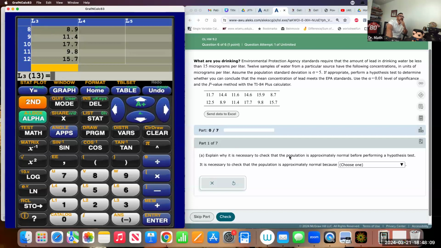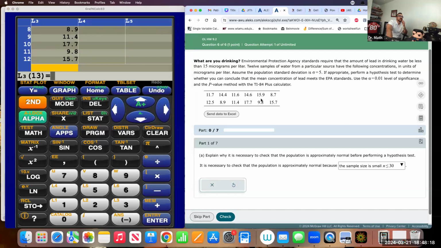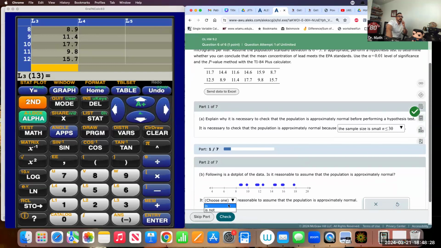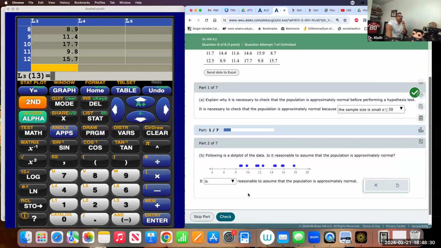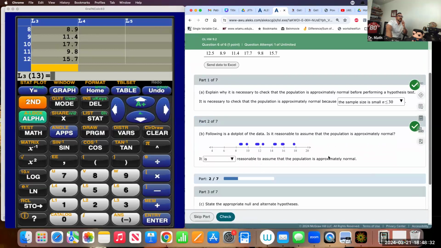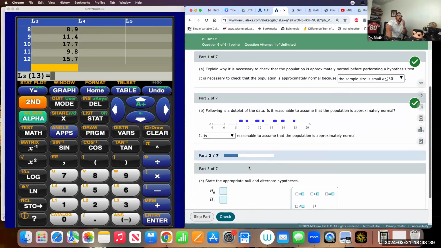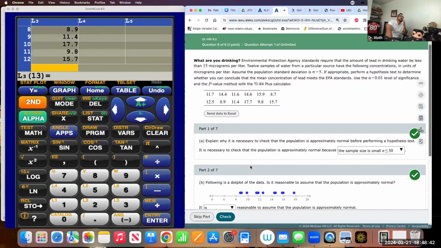All right, explain why it's necessary to check that the population is approximately normal. It's necessary because our sample size is too small. I do not have 30 values. So we talked about that. In this case, notice there's no clear outliers, so we say it is reasonable to assume that it's approximately normal. And now we start the process. So now we want to state the null and alternate hypothesis. So let's look at what's going on.